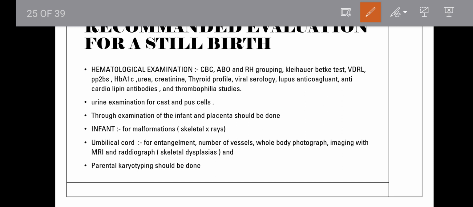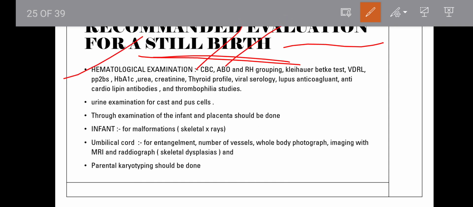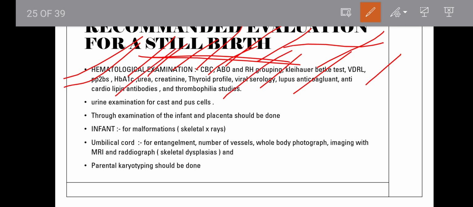So there is recommended evaluation for a stillbirth. If a baby is delivered stillborn, there are some recommended evaluations we have to do to rule out some causes why there is a death of the fetus inside the mother's uterus. Some routine blood examinations we go for are CBC, ABO and Rh blood grouping, Kleihauer-Betke test, VDRL, PP2BS, HbA1c, urea, creatinine, thyroid profile, viral serology, lupus anticoagulant, anti-cardiolipin antibodies and thrombophilia study.